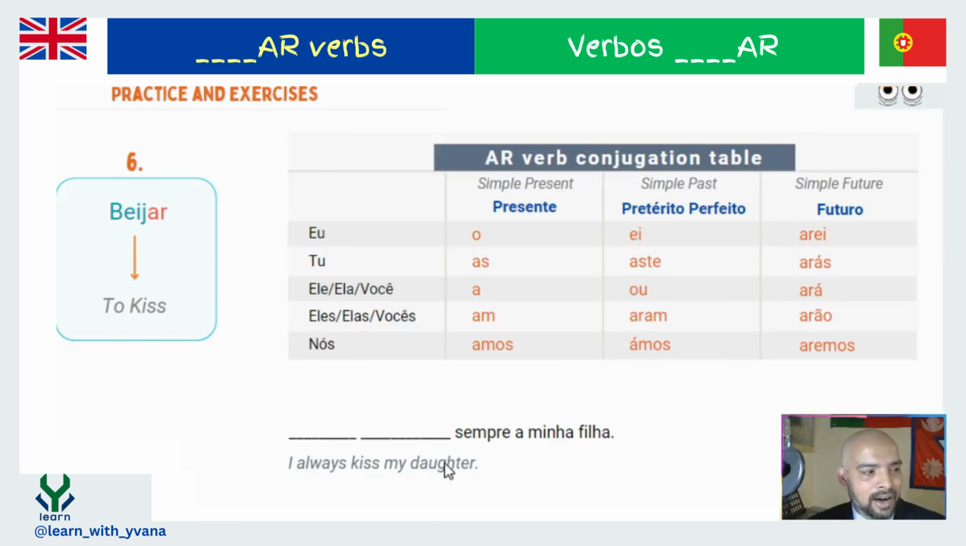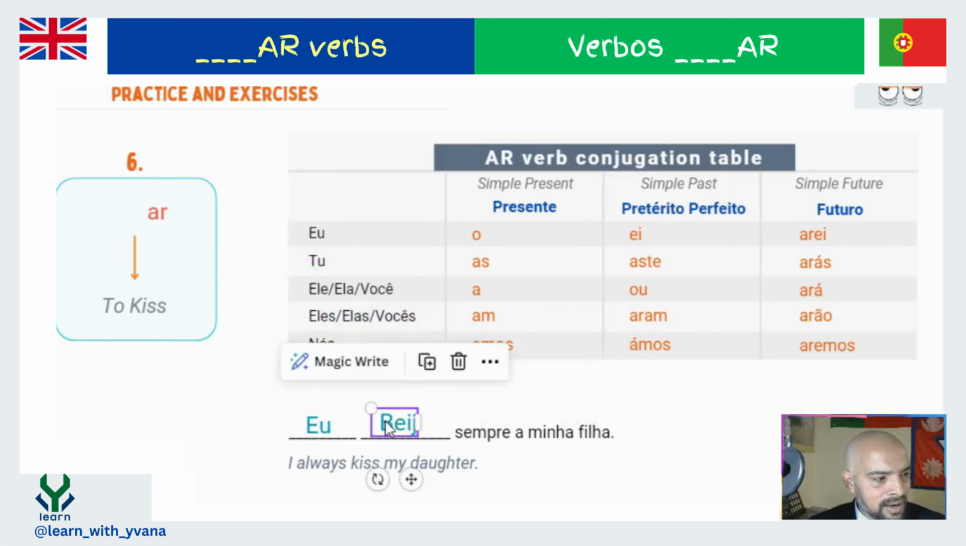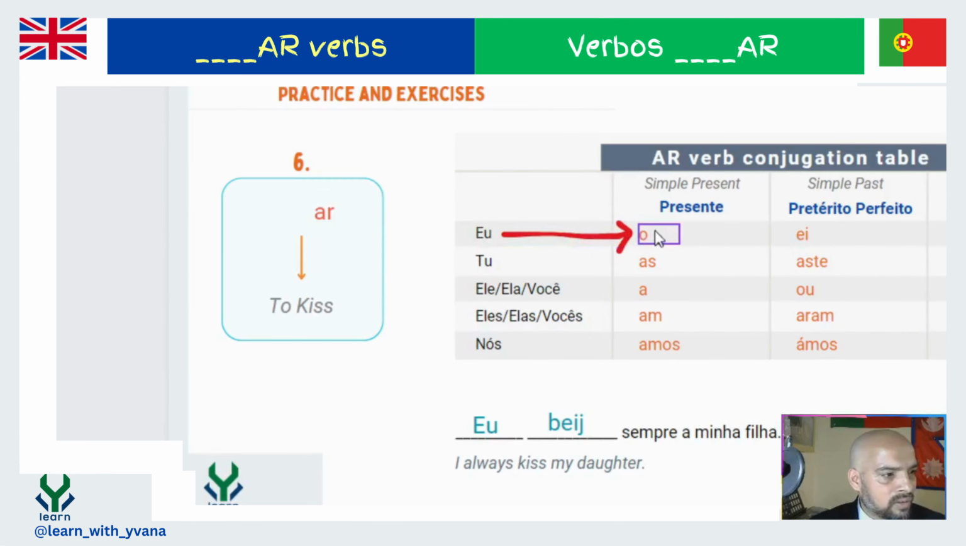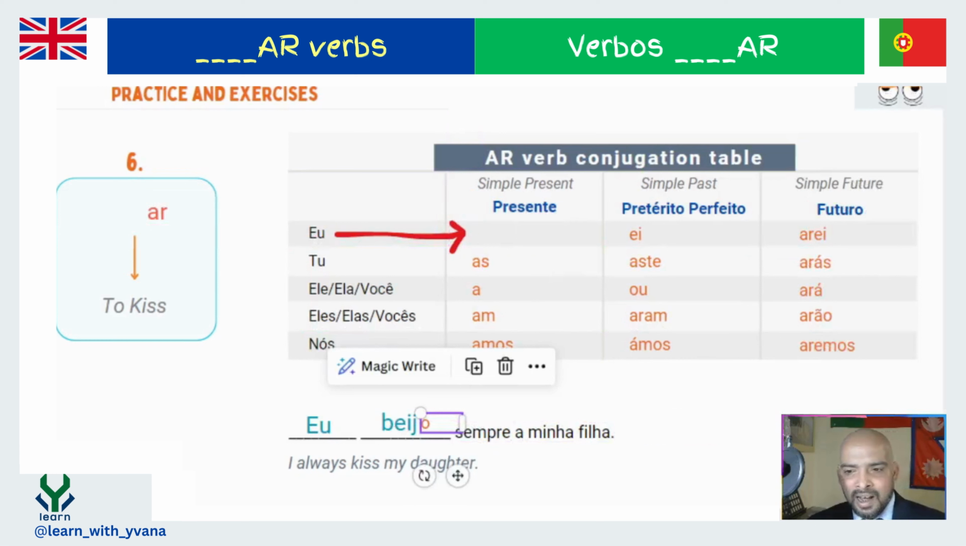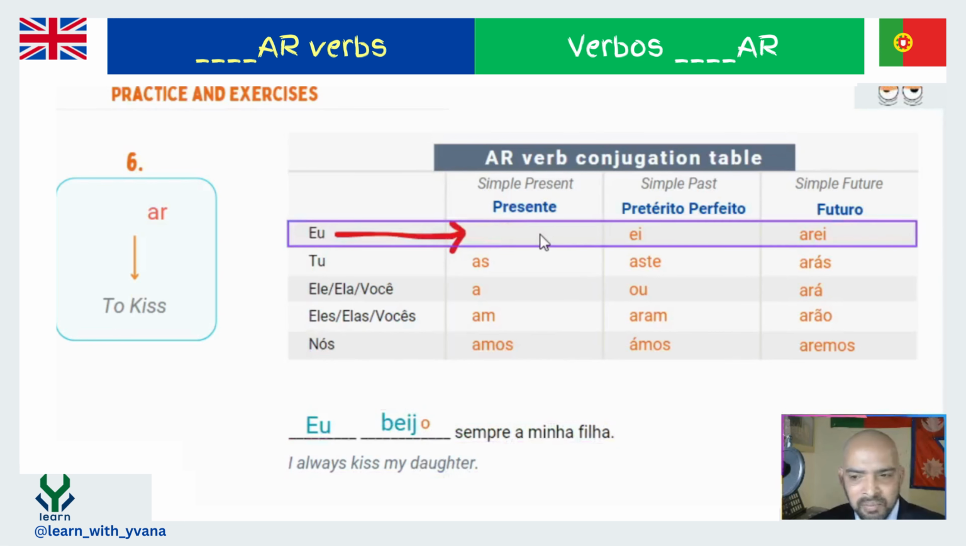But how can I say I kiss? So what I do, I took it here, and to say I, I say eu, right? And then I take it here, right? And with eu, in simple present, what is the answer? It's very easy, right? You just add u. So if you add this u here, that's it. Eu beijo sempre a minha filha, right? Eu beijo sempre a minha filha, because eu means I, and it's in simple present, right?